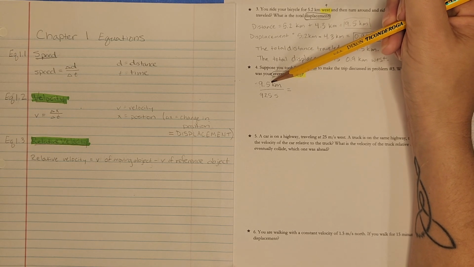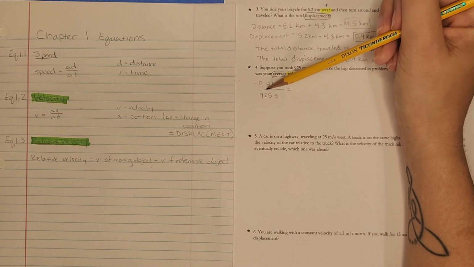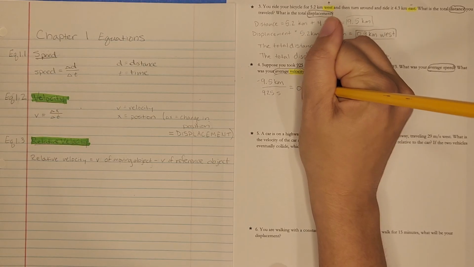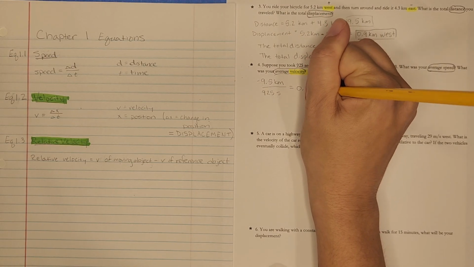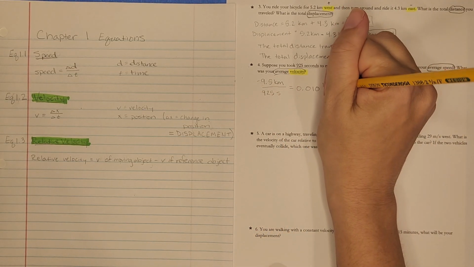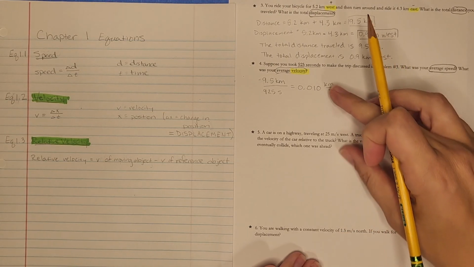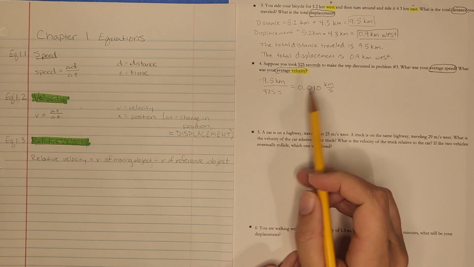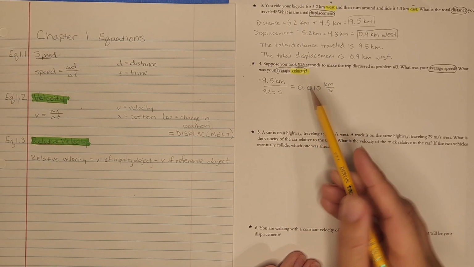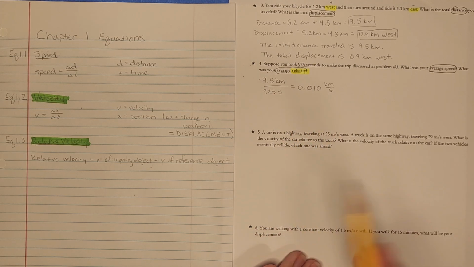So 9.5 kilometers has 2 significant figures. 925 seconds has 3. So our answer is going to need to have 2 significant figures. And so when I do that division, I'm going to get 0.010, and my units just carry over, kilometers per second. Okay. And so this has two significant figures. Everything to the left of the 1 is not significant. Okay, you start the significant figures with the first non-zero number after the decimal place. So 1, 2.